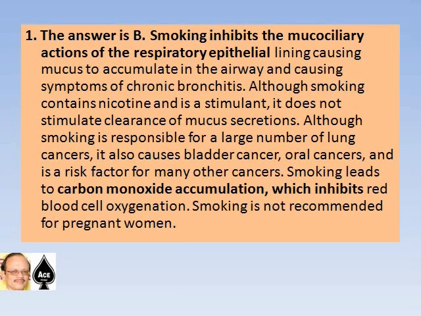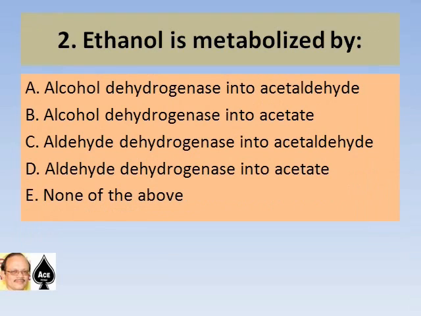The answer is B. Smoking inhibits mucociliary actions of the respiratory epithelial lining, causing mucus to accumulate in the airway and causing symptoms of chronic bronchitis. Although smoking contains nicotine and is a stimulant, it does not stimulate clearance of mucus secretion. Although smoking is responsible for a large number of lung cancers, it also causes bladder cancer, oral cancer, and is a risk factor for many other cancers. Smoking leads to carbon monoxide accumulation, which inhibits red blood cell oxygenation. Smoking is dangerous for the baby in a pregnant woman.